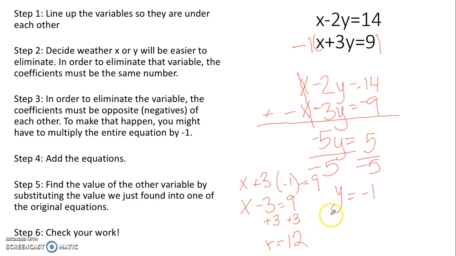So we have x is equal to 12, y is equal to negative 1. So our answer is 12, negative 1. Alright, so to check our work in this case, we simply plug both the x and the y back into both original equations. So for the first equation, it would be 12 minus 2 times negative 1 is equal to 14.